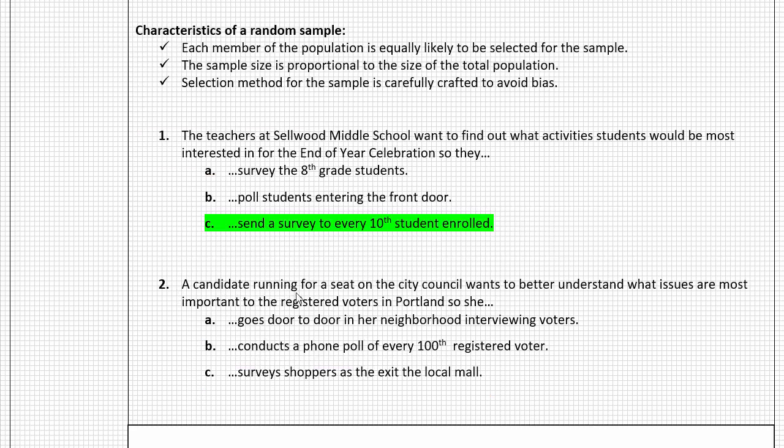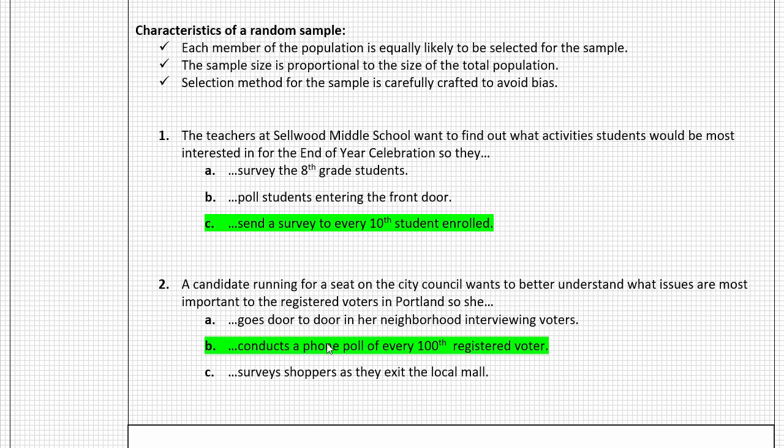Number 2. A candidate running for a seat on the City Council wants to better understand what issues are most important to the registered voters in Portland. So she, A, goes door to door in her neighborhood interviewing voters, B, conducts a phone poll of every 100th registered voter, C, surveys shoppers as they exit the local mall. Which of these do you think would best generate a random sample representative of the population, which is all registered voters in the city of Portland?